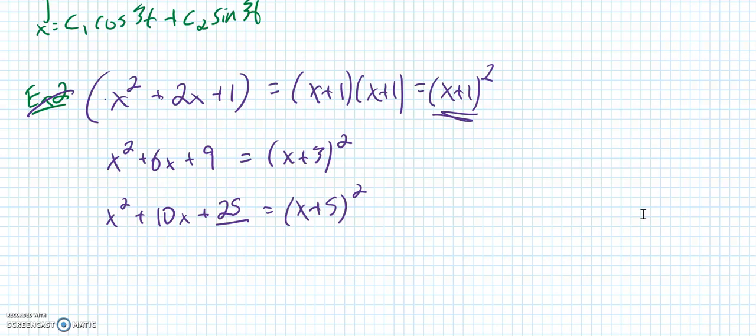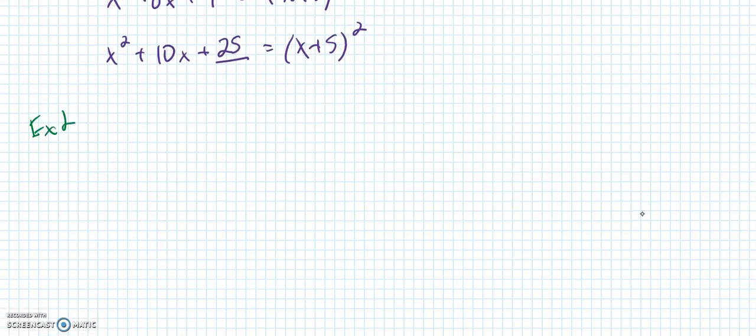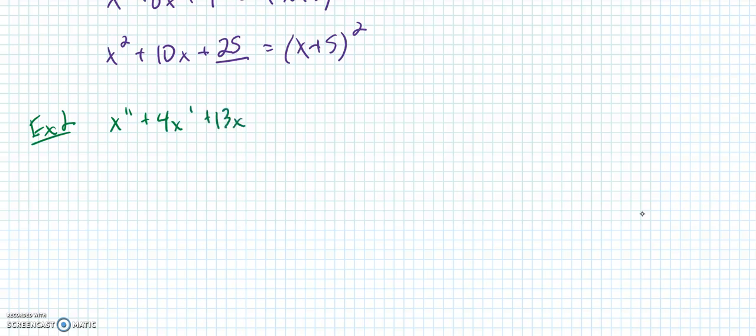So now we can do example 2. Let me take x double prime plus 4x prime plus 13x is equal to 0. I want to solve this differential equation. So in order to do this, I do a characteristic equation, r squared plus 4r plus 13 is 0. Whatever my r values, those are going to go on my e to this. So this one, I'm like, can I factor it? Can I factor it? Can't figure out how to factor it.